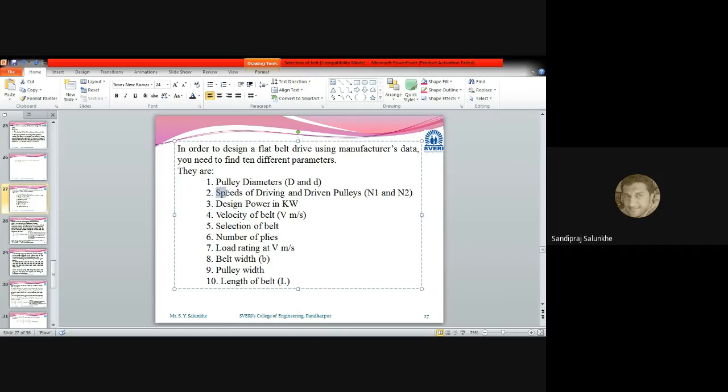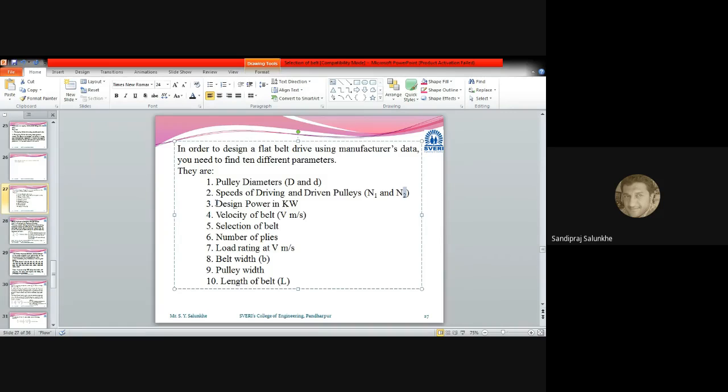Next step is that we have to find out the speed of driving and driven pulleys. Now this driving and driven pulley speed, that is basically angular speed, which we are going to mention with N1 and N2. This N1 is nothing but the RPM, revolutions per minute, of driving pulley, whereas N2 is the angular speed of driven pulley, which we are going to mention in RPM.